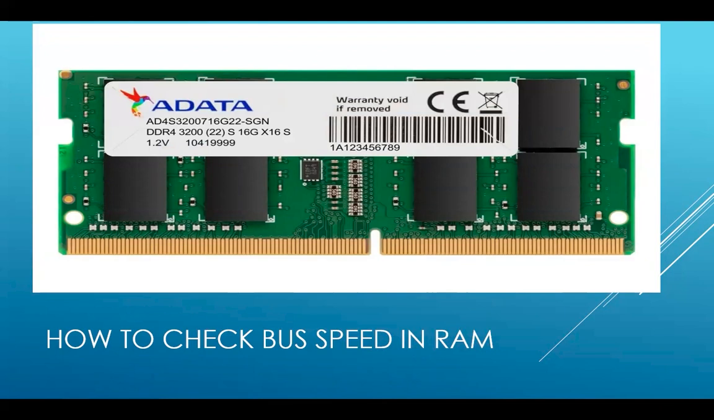This is an example. Here you can see DDR4 3200. The DDR4 is the RAM type. Okay, we have different types of RAM: DDR1, DDR2, DDR3. This is DDR4 RAM, and its bus speed is 3200. You can check it like this.